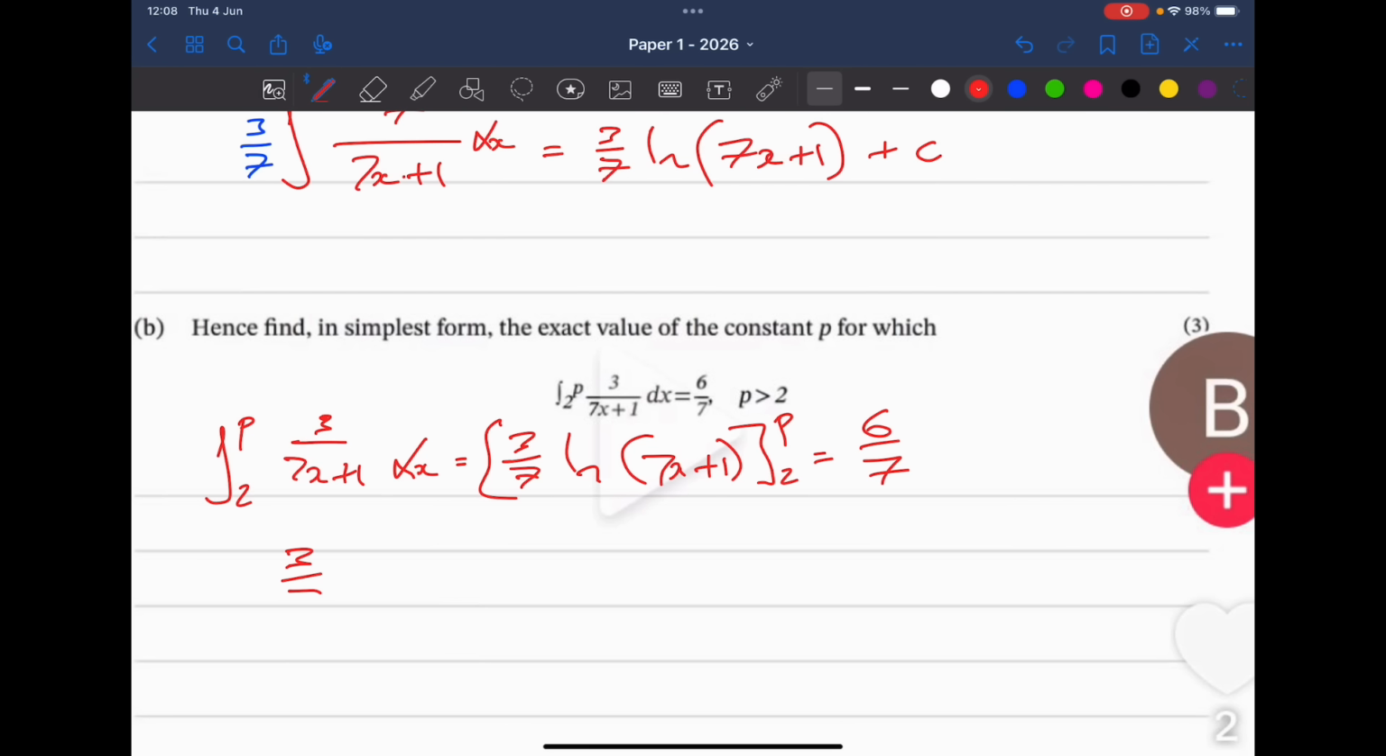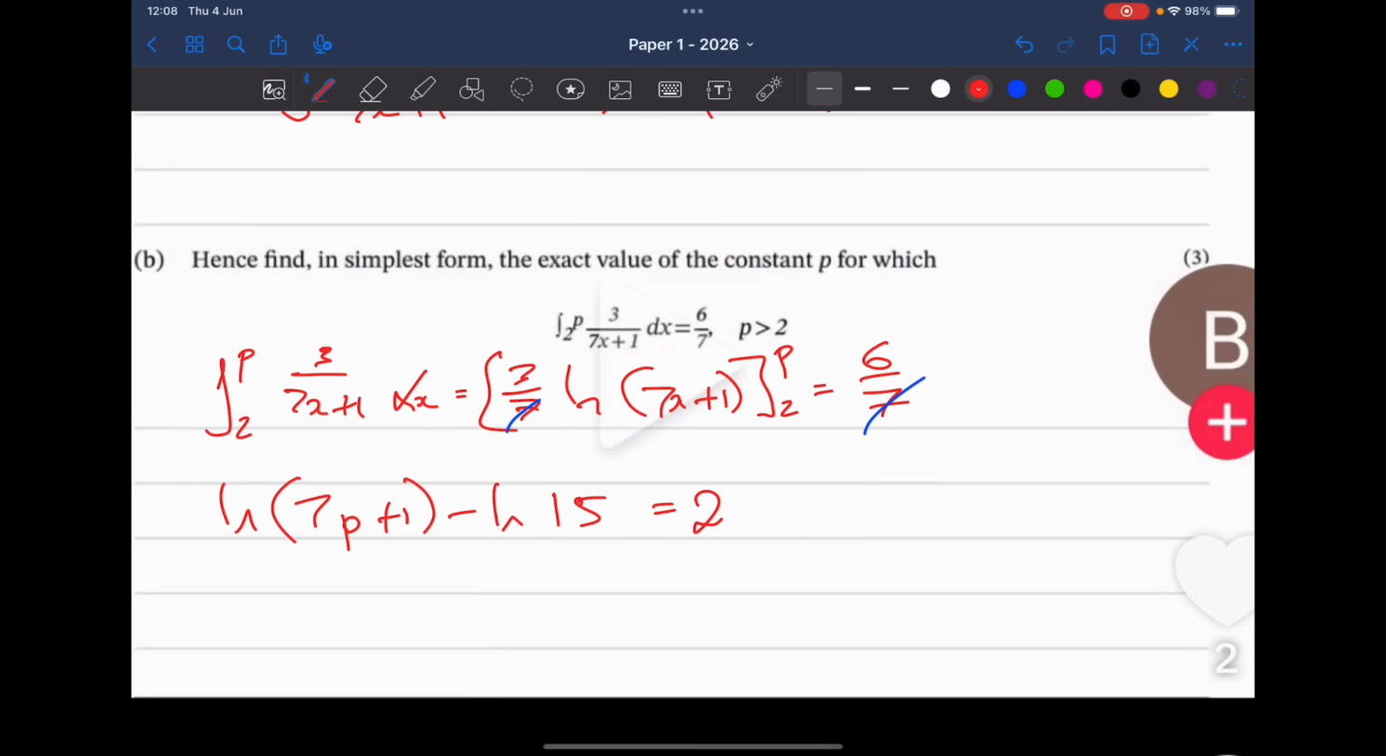3/7, I'll take out the front, leave that alone. Actually, let's deal with that with the 6/7. So the 7ths could just go. We don't need those. This is 6 divided by 3, it's a 2. So this whole thing will equal 2. And then let's plug the limits into the log part. So 7p plus 1. So we have log of 7p plus 1, take away the log of 7 times 2 is 14, plus the 1 is 15.